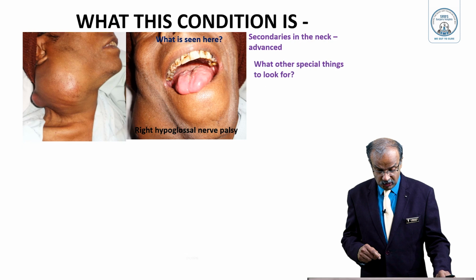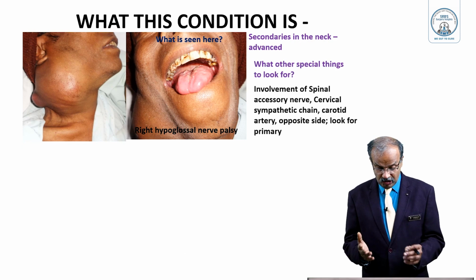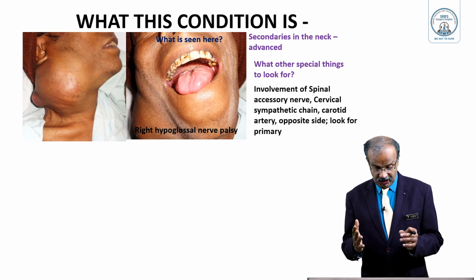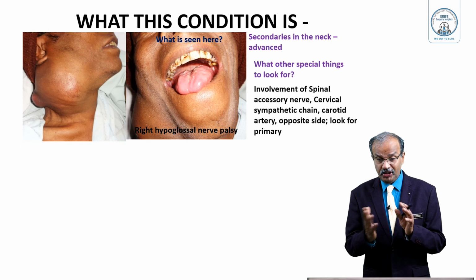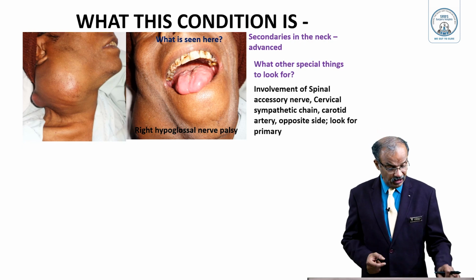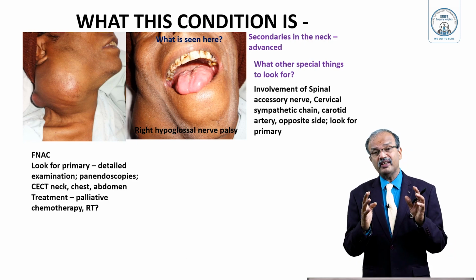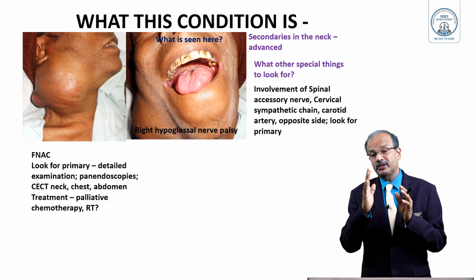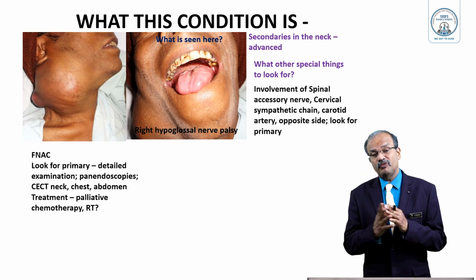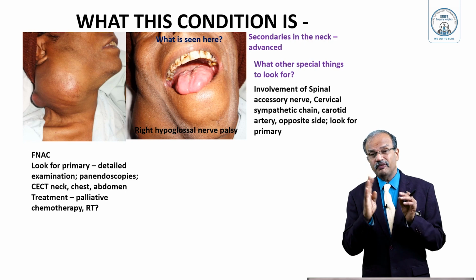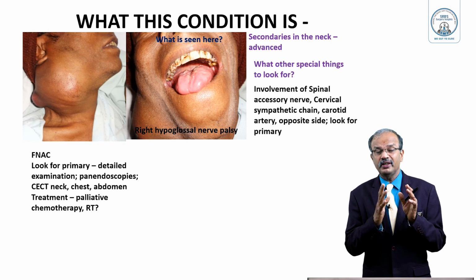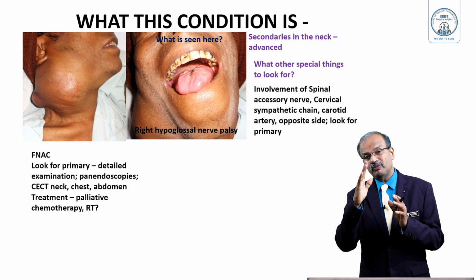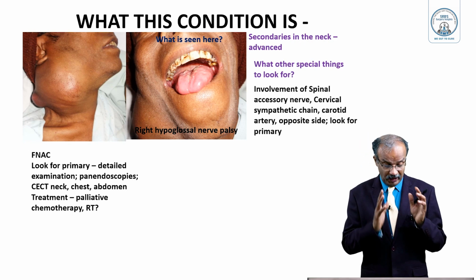So what other special things to look for? Already told: involvement of spinal accessory nerve, cervical sympathetic chain, carotid artery encasement, opposite side. Look for the primary. That's the thing you have to remember always. FNAC is conclusive, always, for lymph nodes. You will not do a biopsy unless you think it is Hodgkin lymphoma or tuberculosis. FNAC is the initial investigation. Second, open biopsy is not done. Only identify the primary and do the open biopsy of the primary.